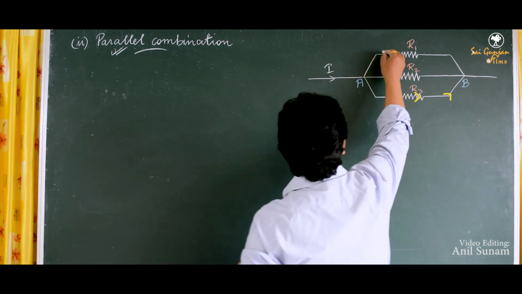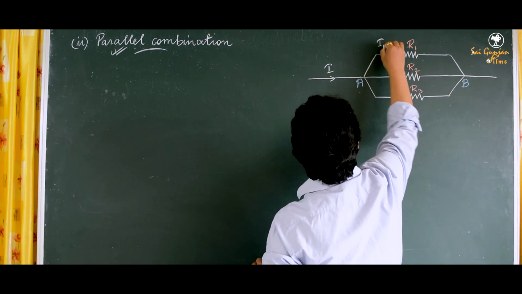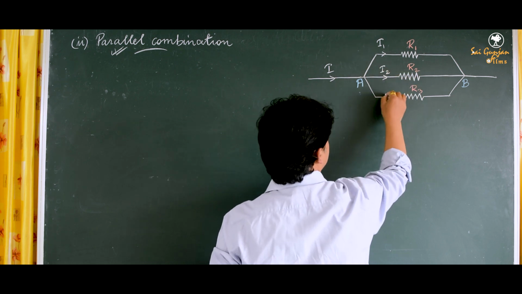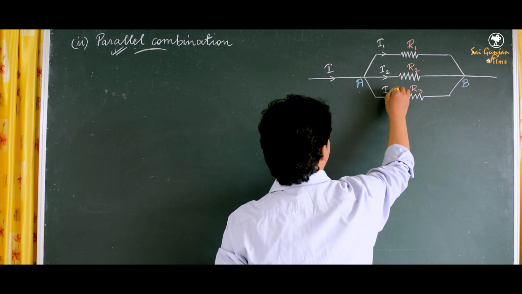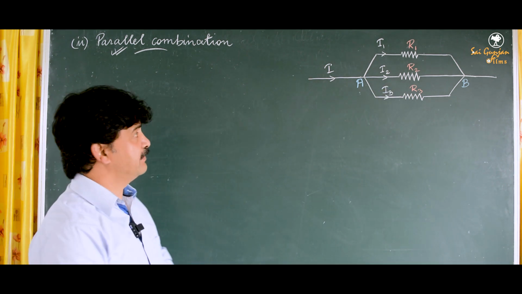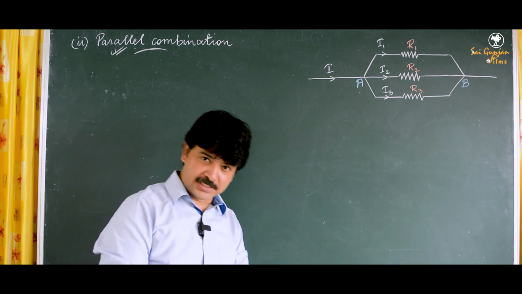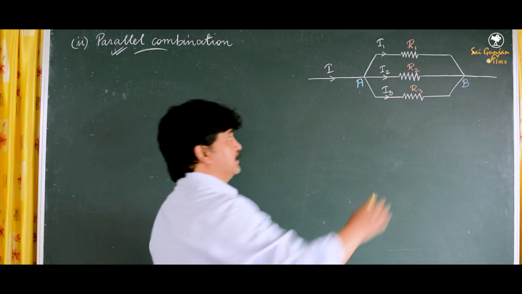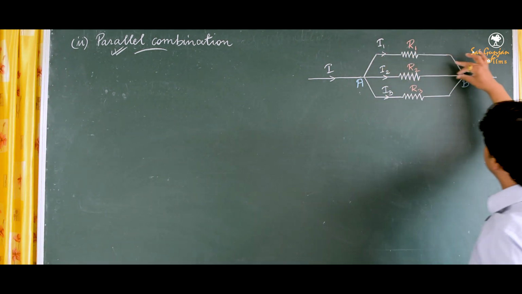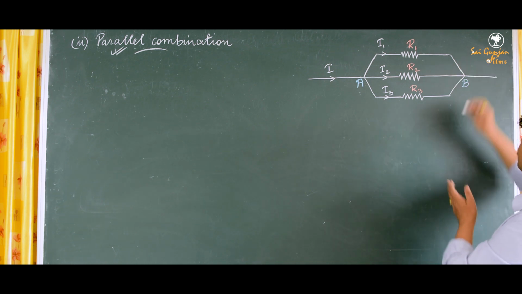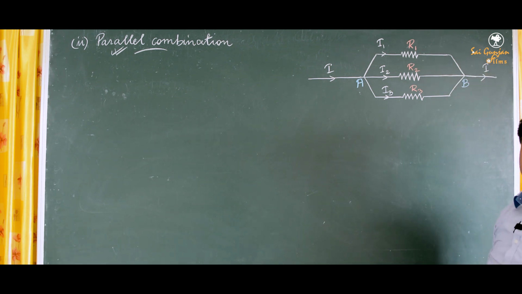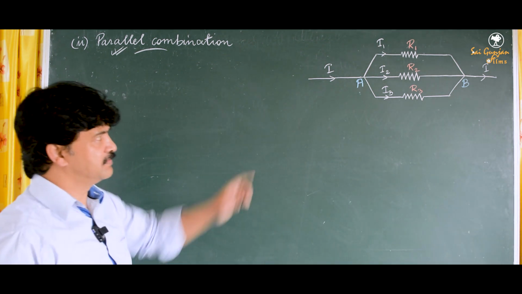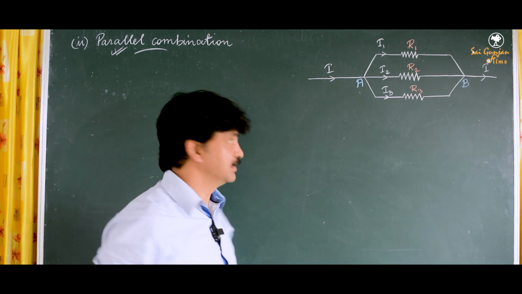So let's say the current flowing through R1 be I1, through R2 be I2, and through R3 be I3. So I1, I2 and I3 are the electric currents passing through R1, R2 and R3. And when these three currents meet at the point B, they will form the total current I. Now let's find out the potential difference for R1, R2 and R3 separately.